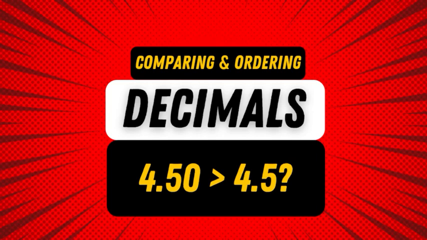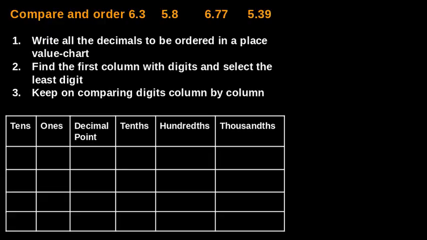Hi, in this video we're going to compare and order decimals. So let's get started. We're going to do this using examples. Our very first example is comparing 6.3, 5.8, 6.77 and 5.39. And we're going to do this following steps of comparison.